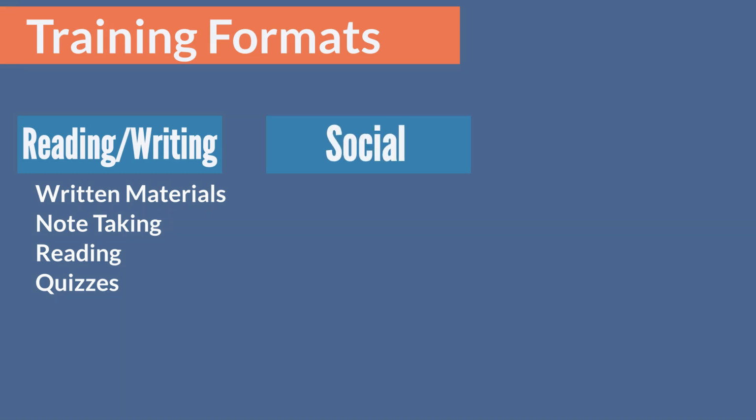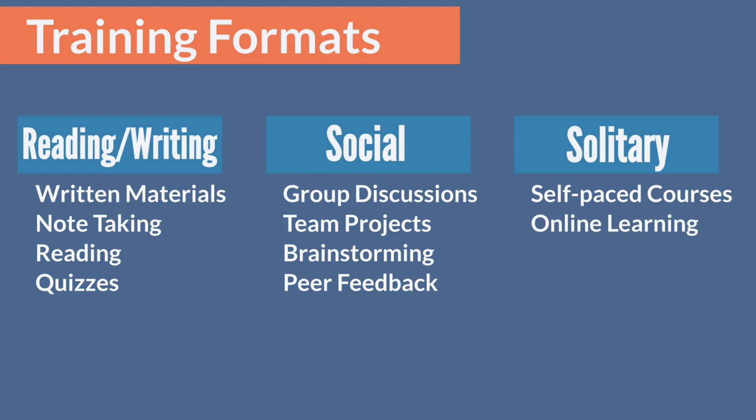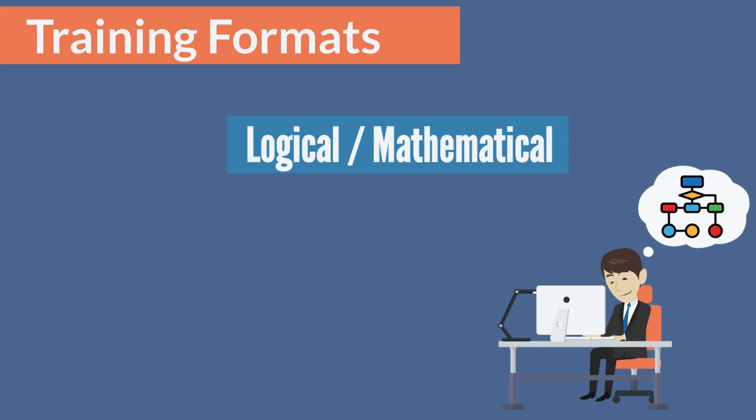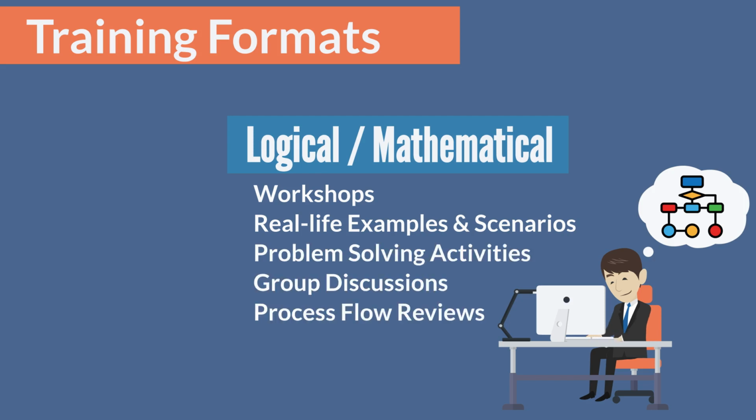Social learners learn best when they can interact with others. Training formats can include group discussions, team projects, brainstorming sessions, and peer feedback. Solitary learners tend to prefer training formats that include self-paced courses, online learning, reading, and individual projects. Logical learners tend to like training formats such as workshops, real-life examples, problem-solving activities, group discussions, and process flow reviews.